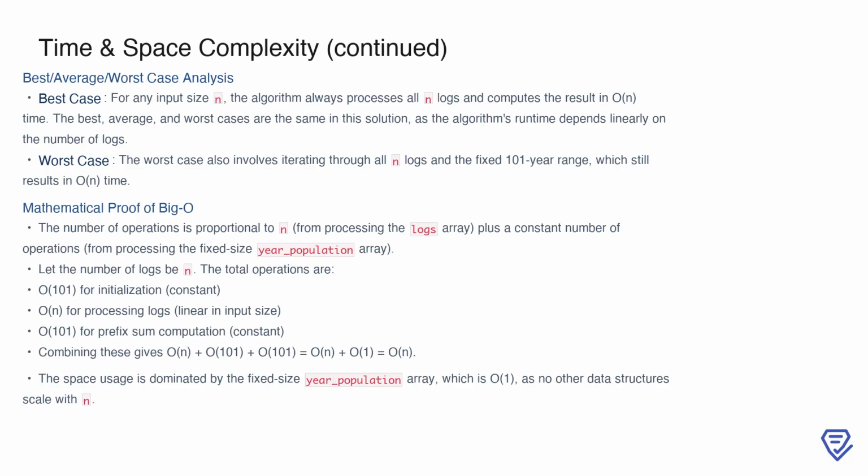The initialization of the year_population array takes constant time, O(101), which simplifies to O(1). Processing the logs array requires O(n) operations, as each log involves two constant time updates. Finally, calculating the prefix sum and determining the maximum population involves another O(101) operations, which is also O(1). Adding these together, we get O(n) plus O(1) plus O(1), which simplifies to O(n). In terms of space, the fixed-size year_population array dominates the usage, resulting in O(1) space complexity. This efficient use of time and space makes the solution optimal for the given problem constraints.